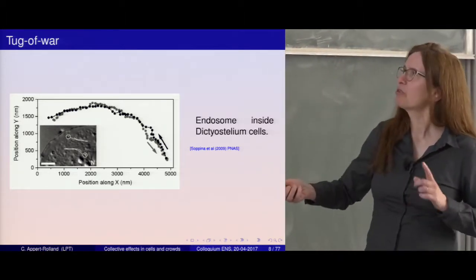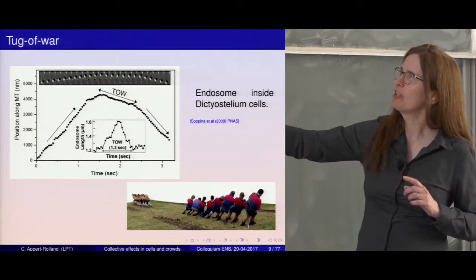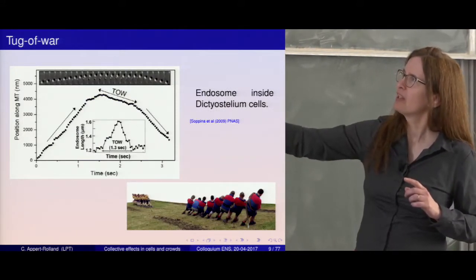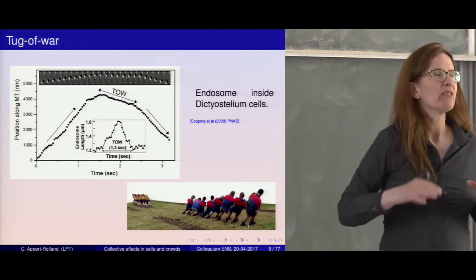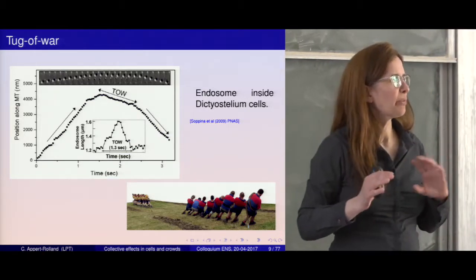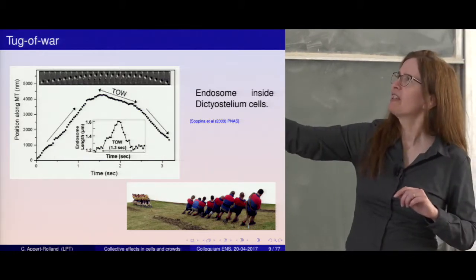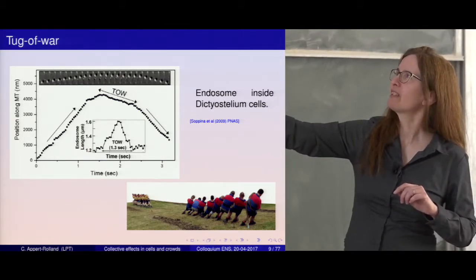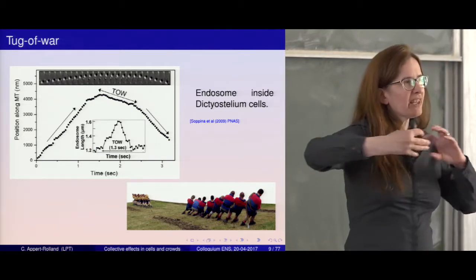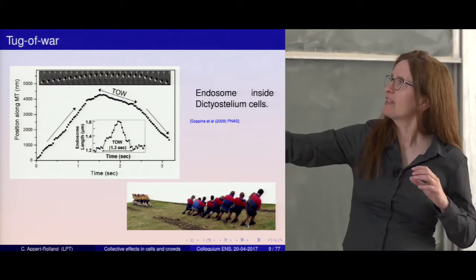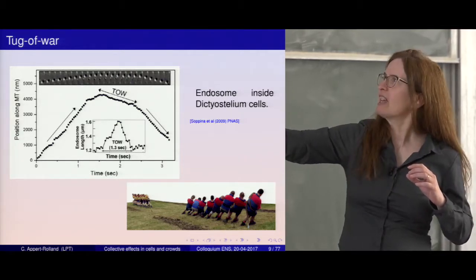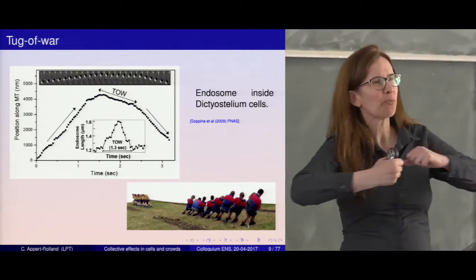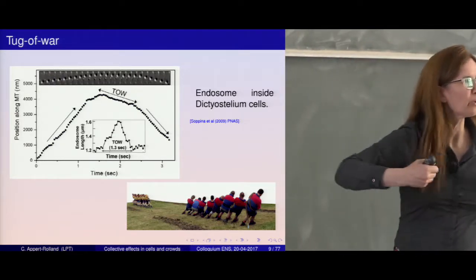But more interesting, when the motion is reversed, so this is position and time, it goes in one direction, then in the other direction. And you have a fraction of time where it's hesitating. It's just stopping. And if you look at the endosome during this period, you see that it becomes elongated. So here is the length of the endosome. You see that during this period, it's getting elongated as if teams were pulling on it from both sides.